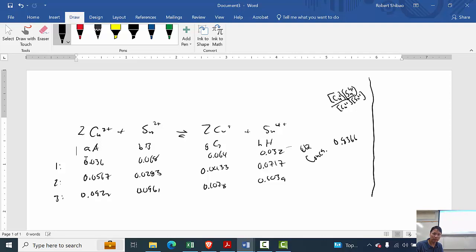0.0433 divided by times 0.0717 divided by 0.0567 divided by 0.0283. 1.9348. Okay, let's do the last one.